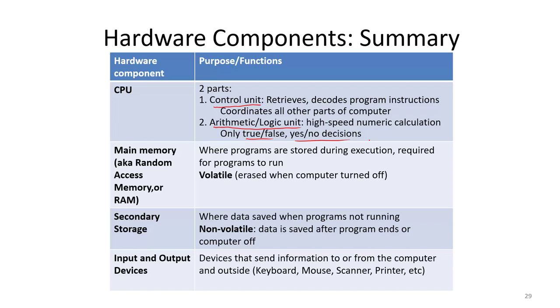Next is our main memory. Main memory is where programs are stored during execution. So we need to have this main memory, or RAM, in order for our programs to run. We say that main memory is volatile. What we mean by volatile is that this memory is erased when the computer is turned off.